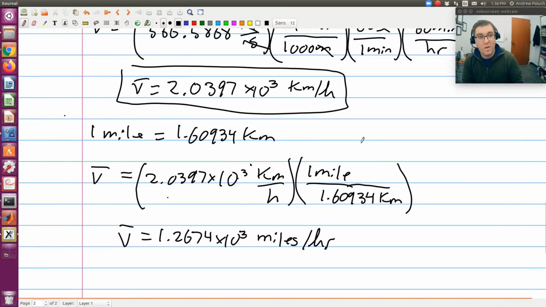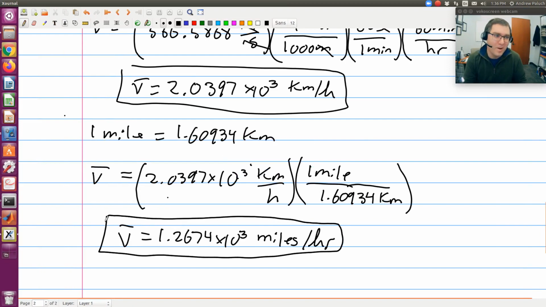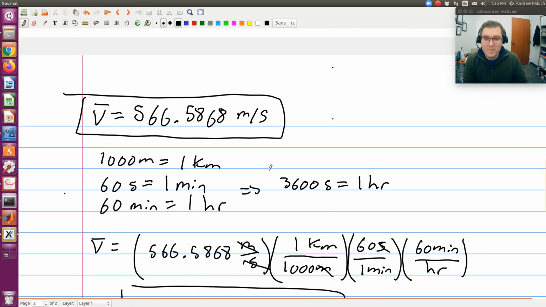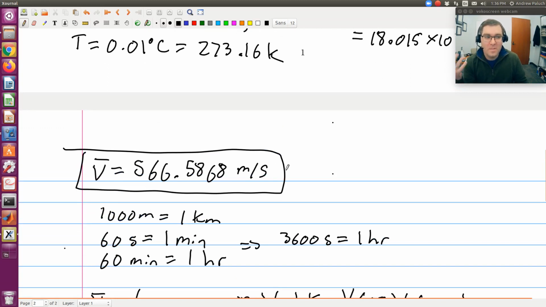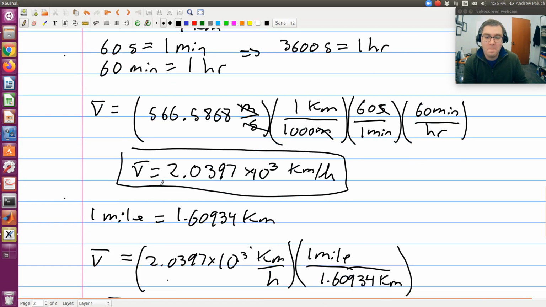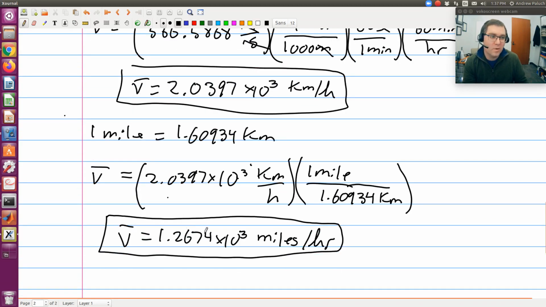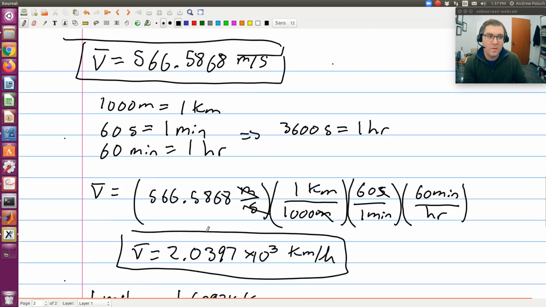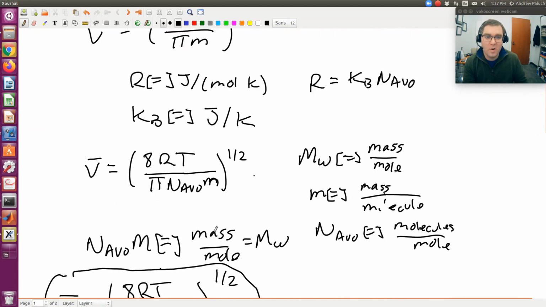All right, so those molecules are really going fast. And so it's a great fortune they don't weigh very much at all. Otherwise, they might hurt. Okay, cool. So the mean velocity of a water molecule at the triple point is 567 meters per second, which translates to over 1,000 miles per hour. All right, so the molecules in water are flying.